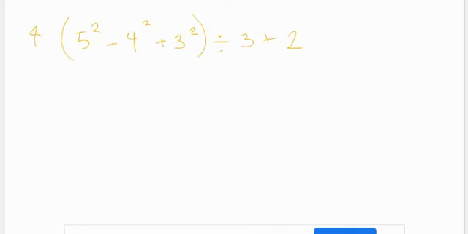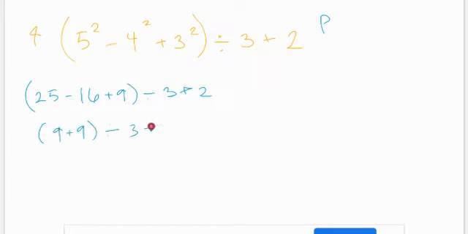Moving on to the last problem. There is clearly a set of parentheses at the beginning, but there's a lot of work to be done inside of the parentheses. So the first thing we're going to do is break it down. We know that 5 squared is 25, 4 squared is 16, and 3 squared is 9. We've done the parentheses, or we're in the process of finishing the parentheses. So 25 minus 16 is 9. And 9 plus 9 is 18.